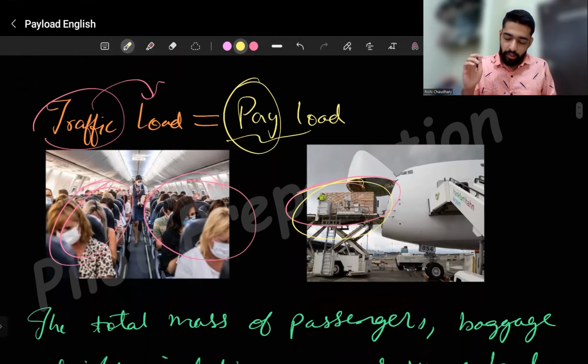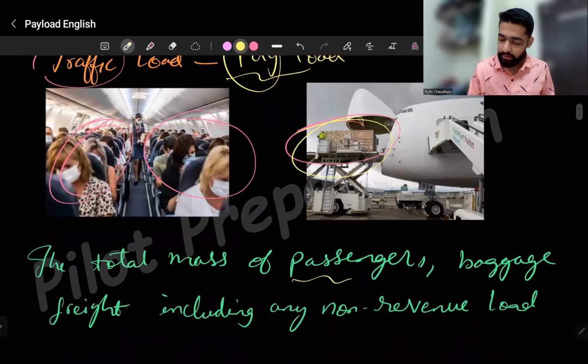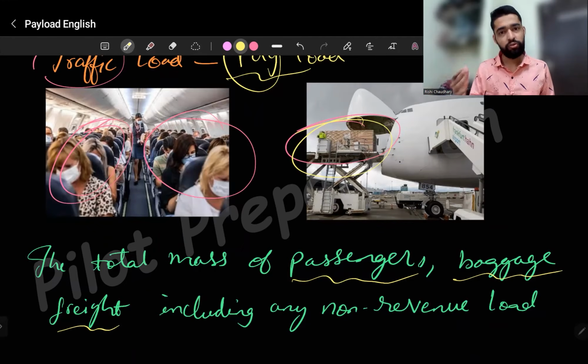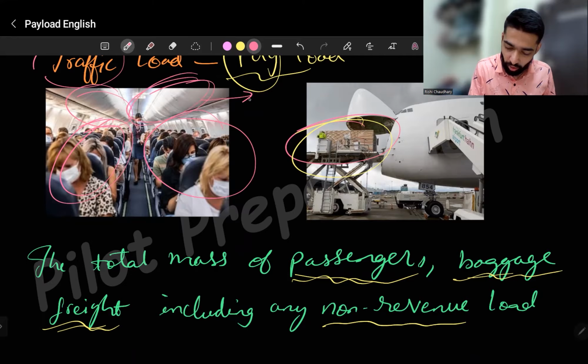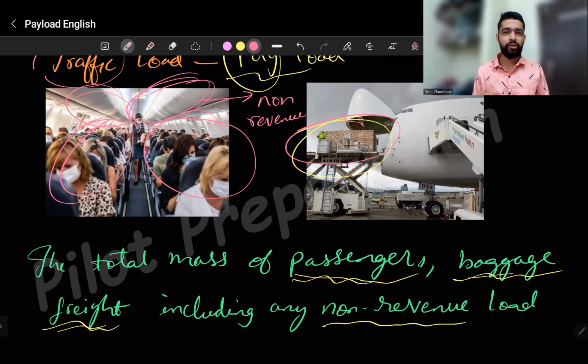So the total mass of the passengers plus their baggage and freight, meaning goods, including any non-revenue load, is also inside the payload. So passengers, baggage, freight meaning goods, are payload, and it also includes non-revenue load. What is non-revenue load? Non-revenue load is on the top. You can see this part. This part is non-revenue. So what is this part, non-revenue load?